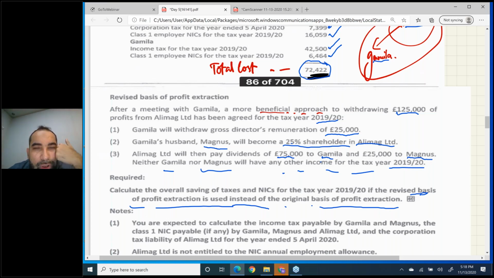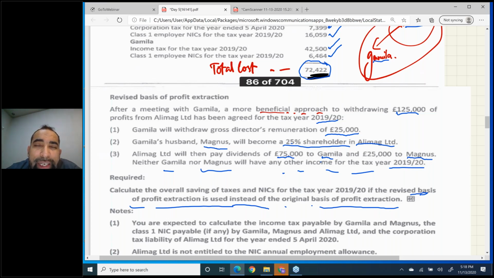Now for Jamila and Magnus you must do a tax computation. Why? Jamila is receiving two incomes. One is salary, that is employment income. The other is dividend income. So you will make two columns for Jamila: non-savings and dividend, okay.